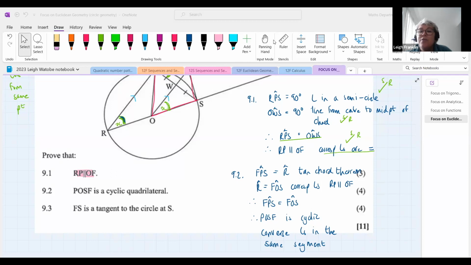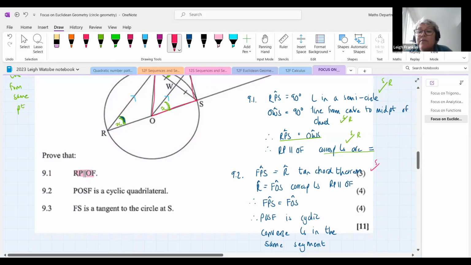Okay. All right. So that was out of 4 marks. So here again, statement, reason. Statement, reason. Okay. This statement together with that reason over there. So 4 marks on that.